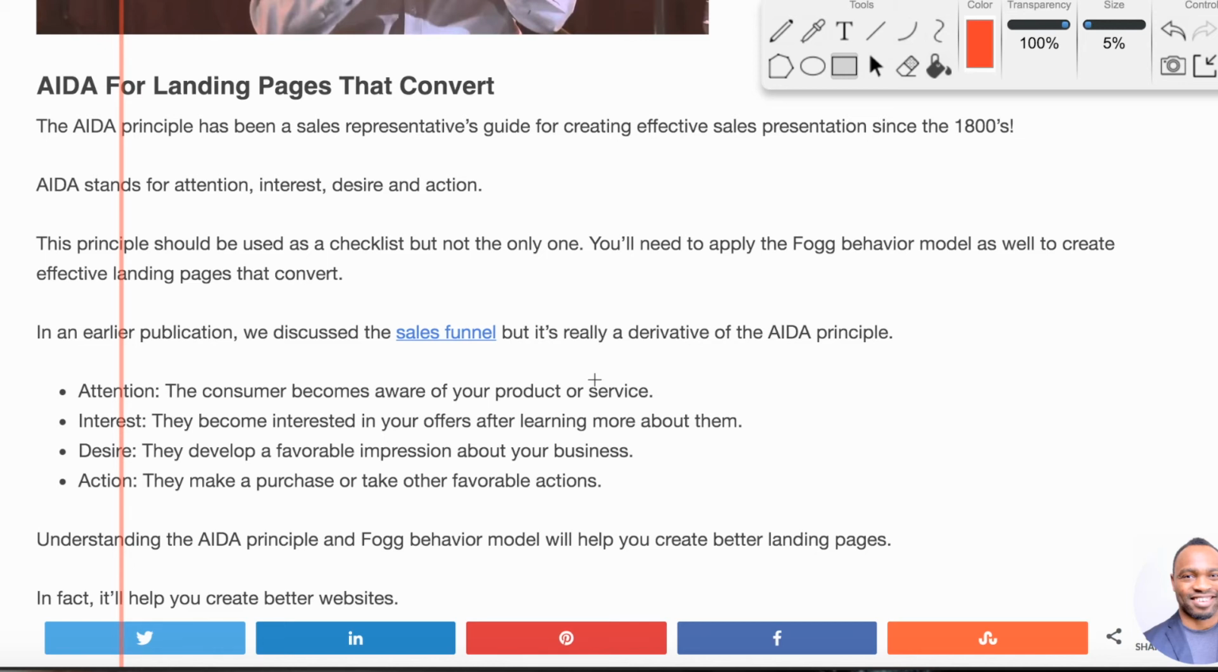I'm also going to share a PDF below the description that shows you about 32 things that you can do to help your landing pages convert better. Once you understand the AIDA principle and the fog behavior model, congratulations. Now you need to know what those other things are, those tweaks that you can put on your landing pages that will increase your return on investment even further. I'm going to share a link to that PDF.